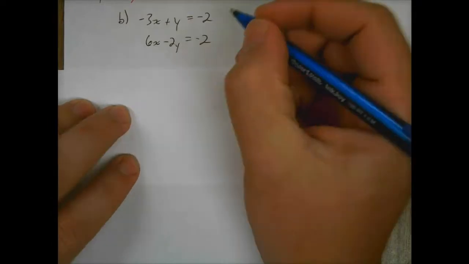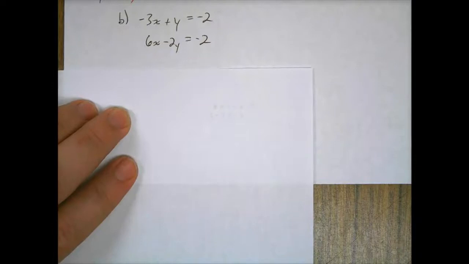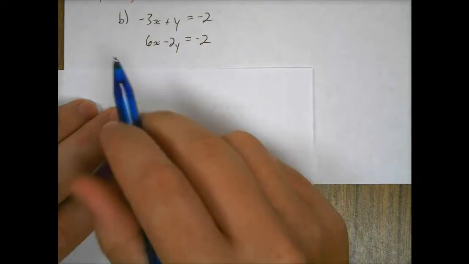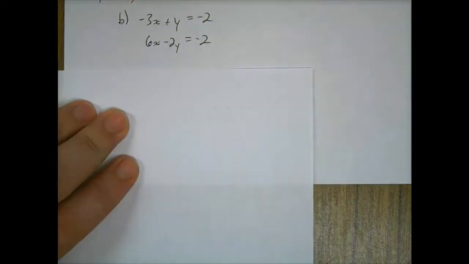Alright, look at another. One like this: we have negative 3x plus y equals negative 2. Again, I would choose elimination. I know that's what it says, but I would choose it anyways.